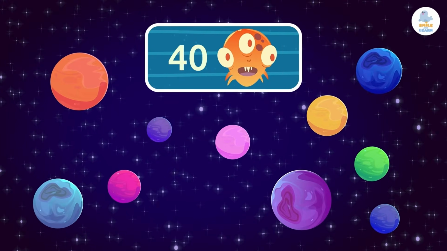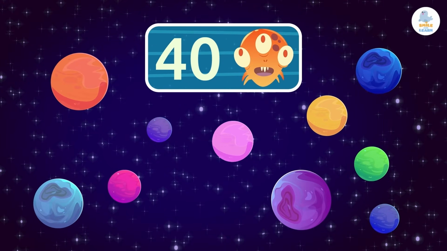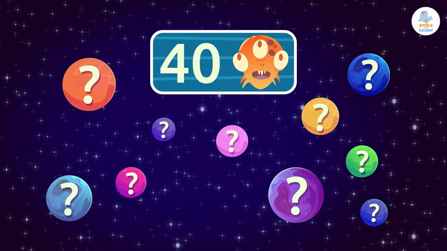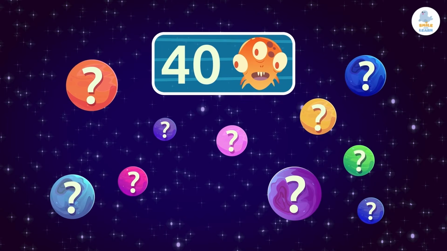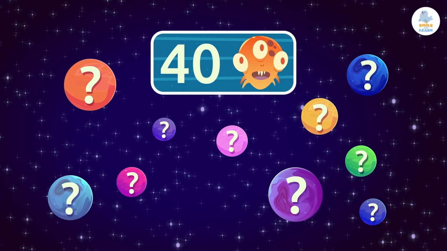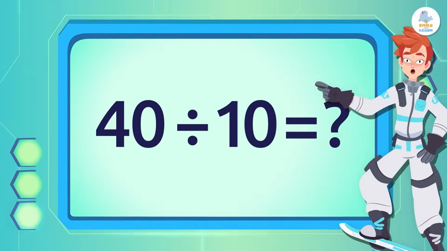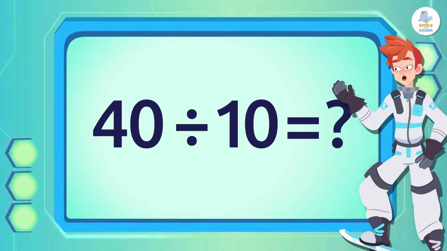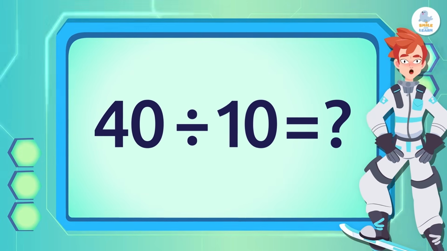There are 40 Martians in total on these 10 planets. If we divide them equally, how many Martians are there on each planet? To divide 40 by 10, we can use the traditional method, but I will show you a trick to calculate it faster.